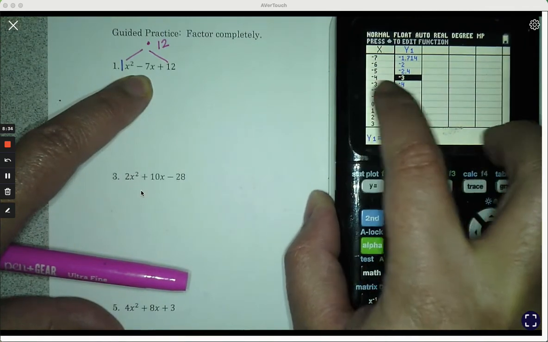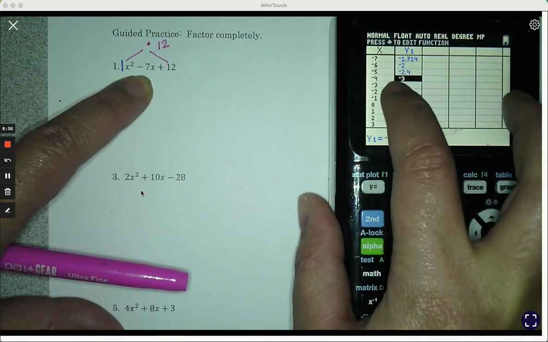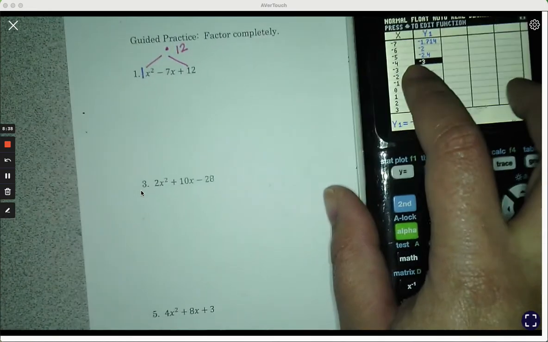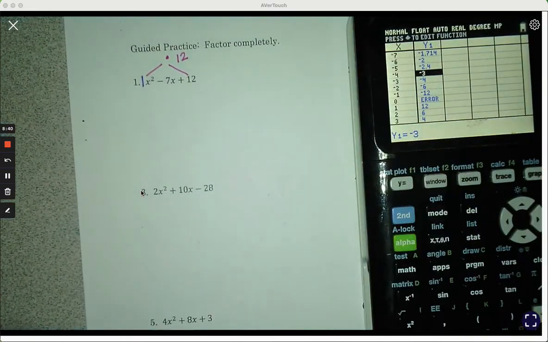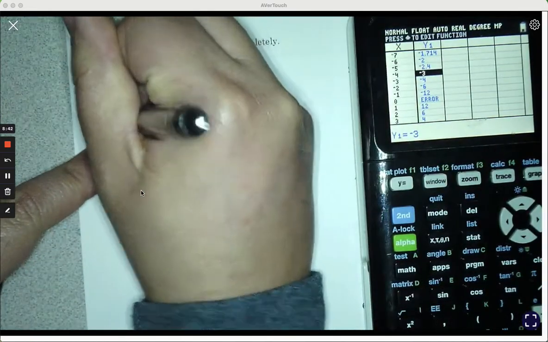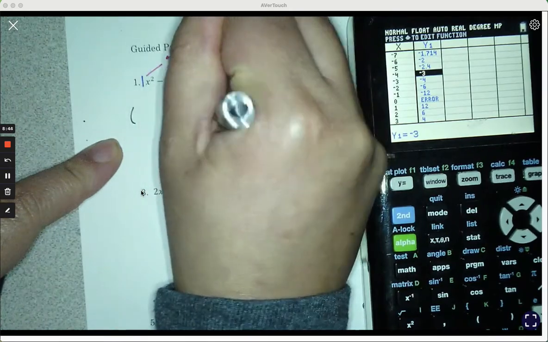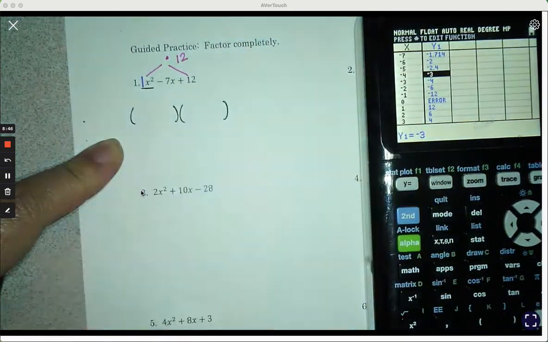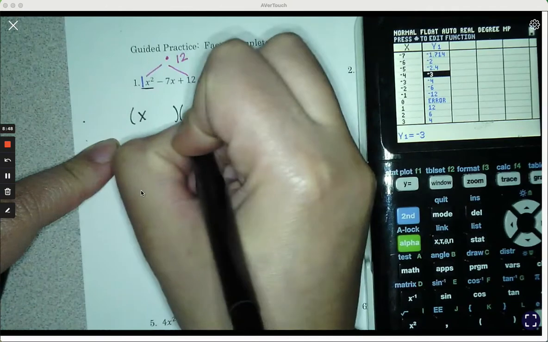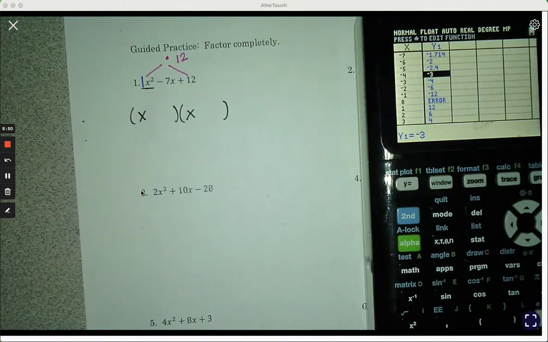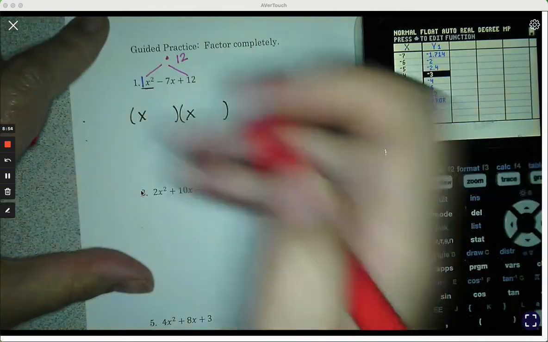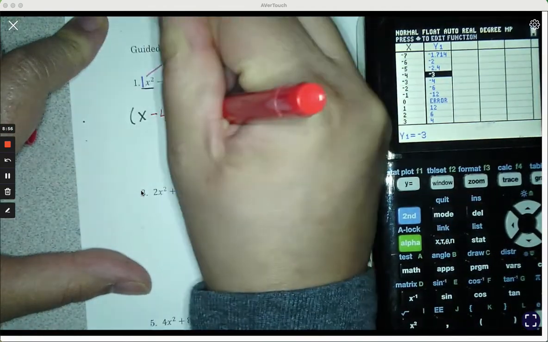So these two numbers right here are going to go inside my parentheses. And because the first number of the original problem is a 1, I can go ahead and write this. Okay, so I found my numbers. They were negative 4 and negative 3.